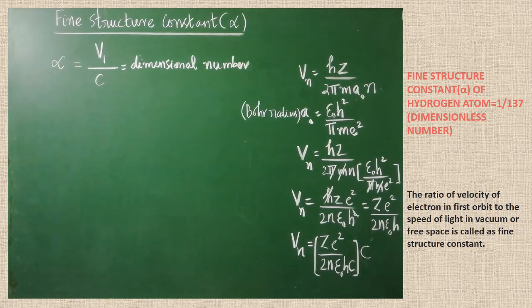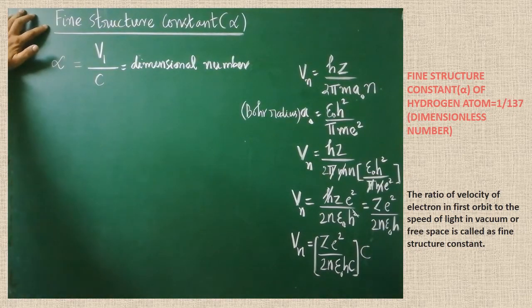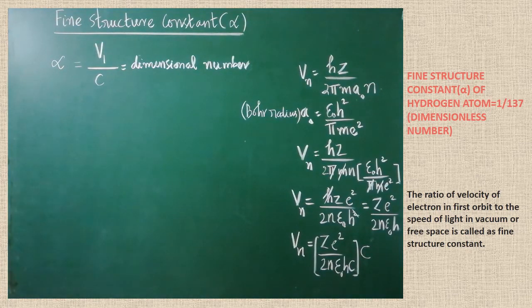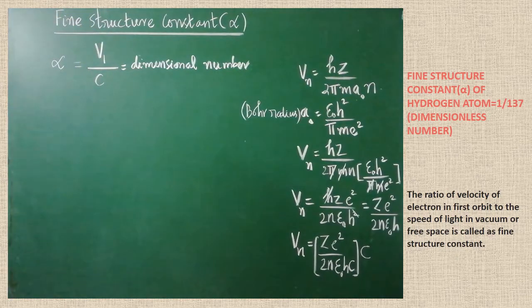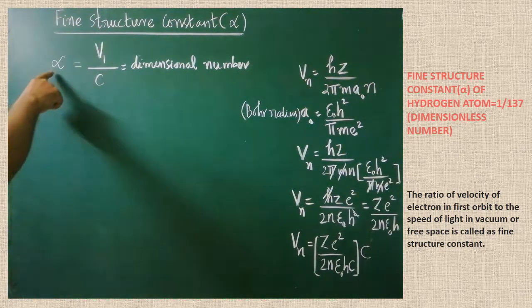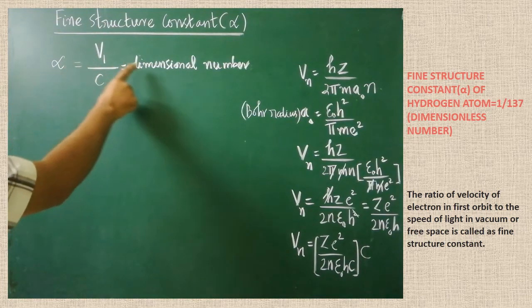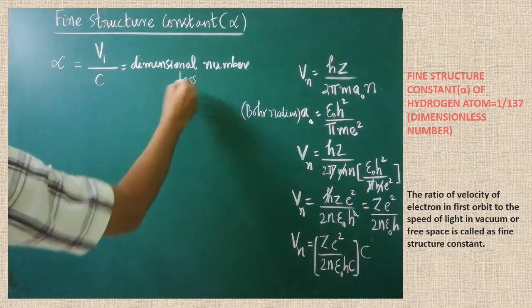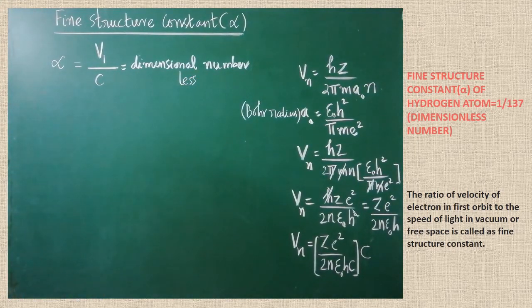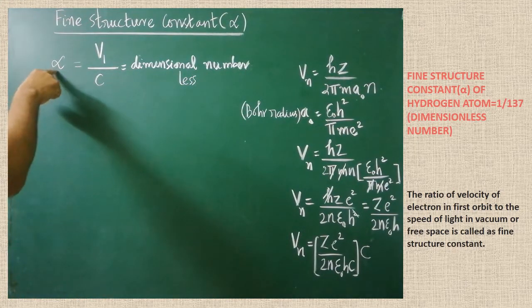Now we are going to learn about a new constant called the fine structure constant. This constant, the fine structure constant alpha, is given in the textbook for the first time. So first we have to derive the expression for the fine structure constant. Later we have to prove that the fine structure constant is a dimensionless number. Are you clear? Very important one. First we have to learn the definition.